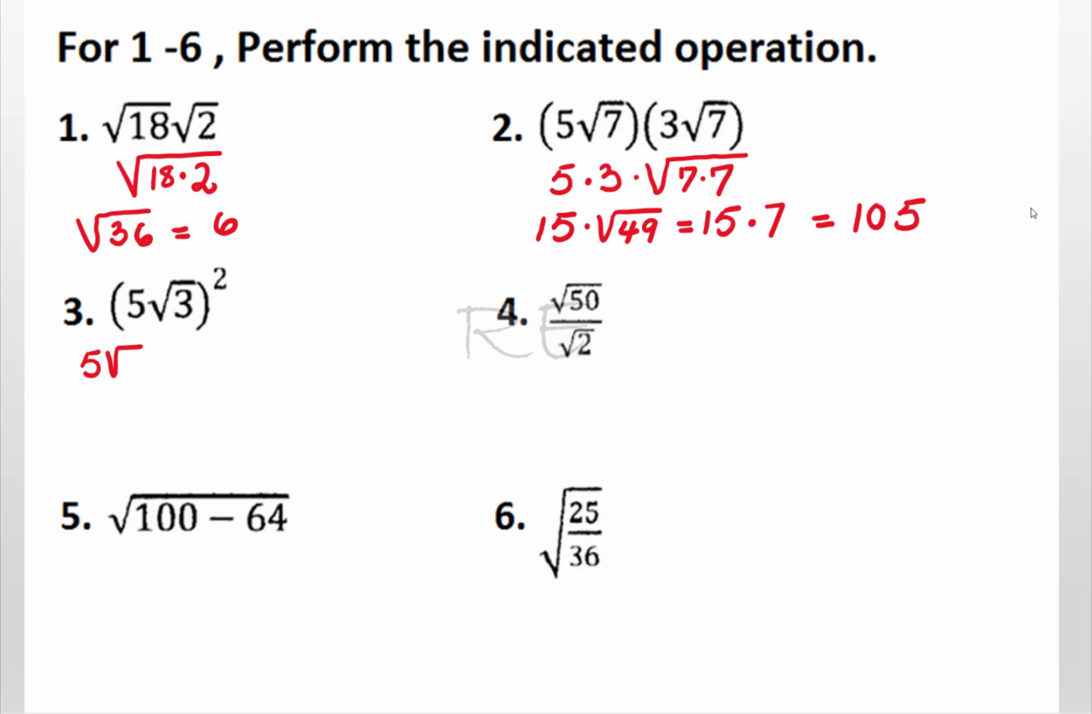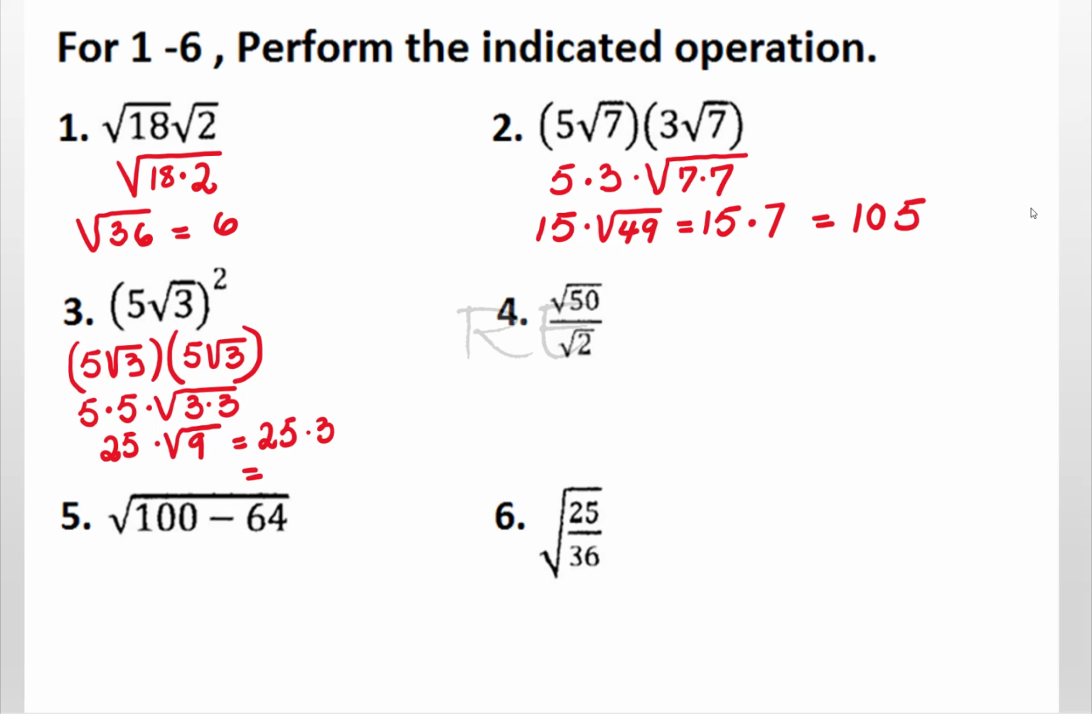5 square root of 3 between parentheses squared means 5 square root of 3 times 5 square root of 3. Rearranging the factors, 5 times 5 times square root of 3 times 3. 5 times 5, 25, square root of 9, which means 25 times 3, which is 75.